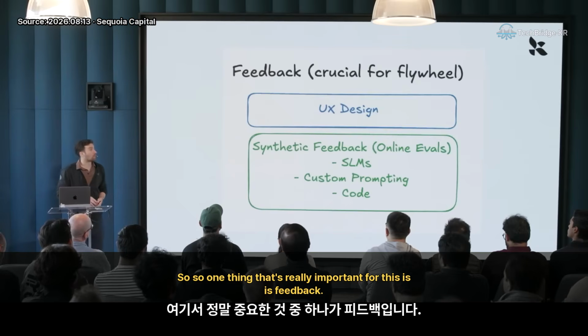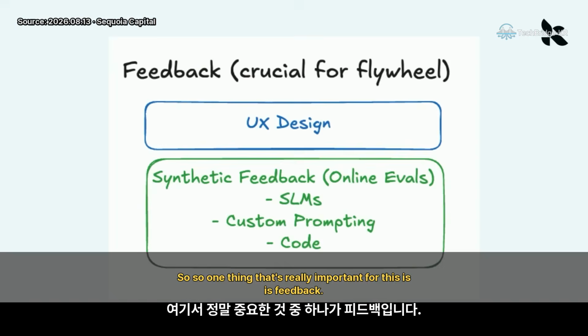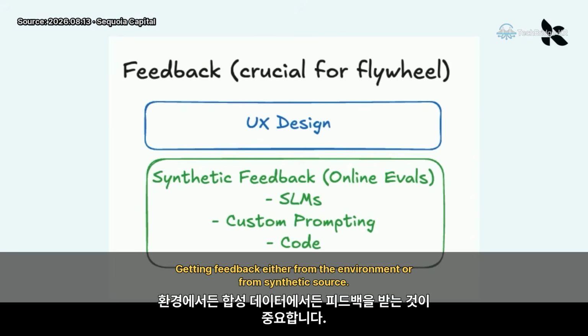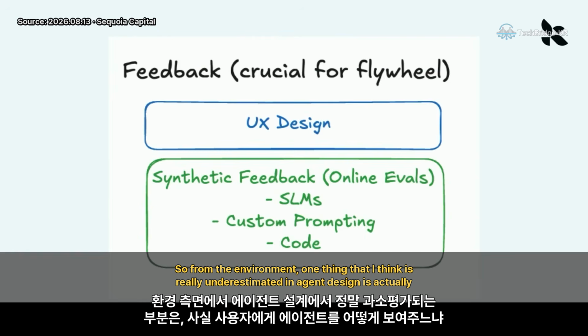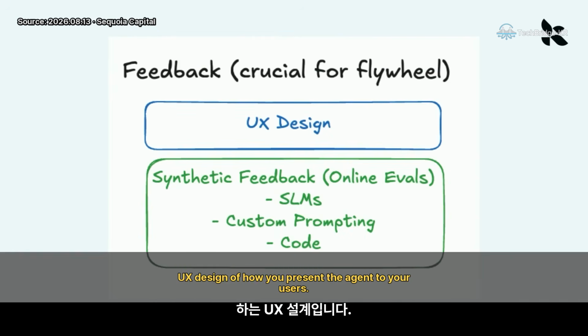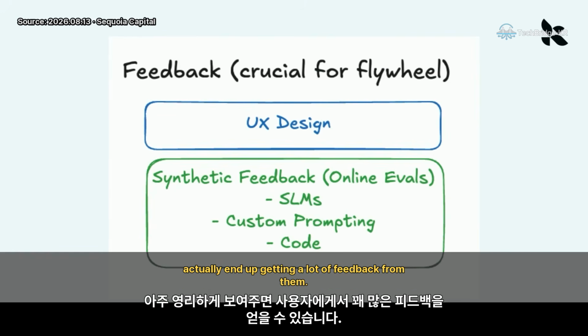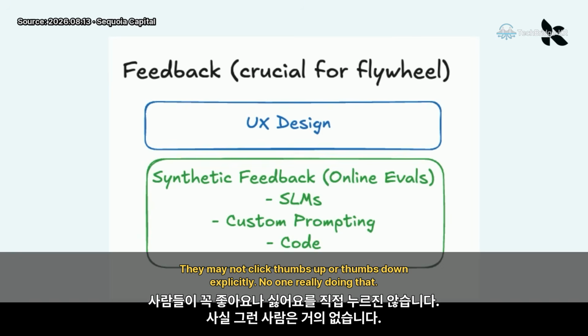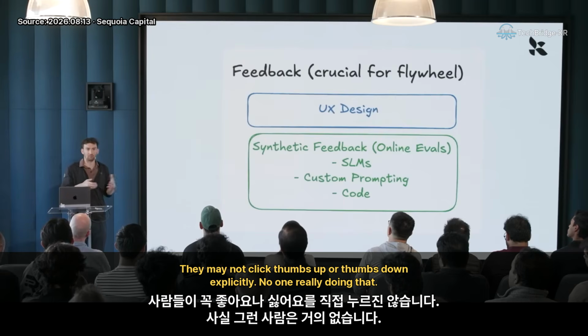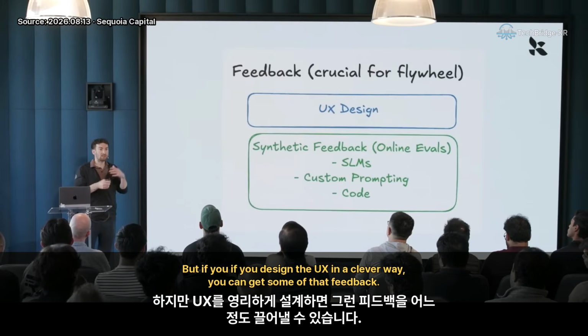So one thing that's really important for this is feedback. Getting feedback either from the environment or from a synthetic source. From the environment, one thing that I think is really underestimated in agent design is actually UX design of how you present the agent to your users. If you present it in a really intelligent way, you can actually end up getting a lot of feedback from them. They may not click thumbs up or thumbs down explicitly. No one really is doing that. But if you design the UX in a clever way, you can get some of that feedback.